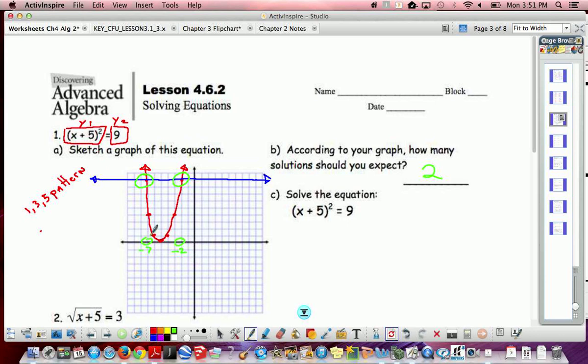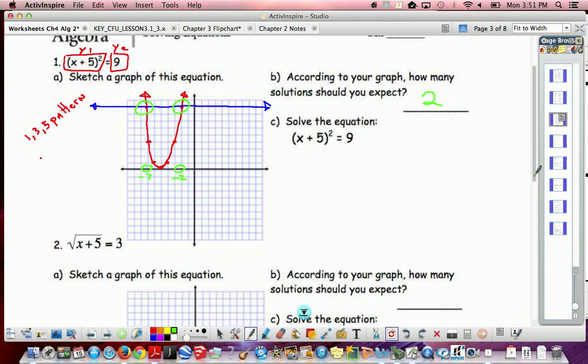Now, to actually find those algebraically, you're asked to solve the equation. To solve this algebraically, notice how I have x plus 5 quantity squared equals 9. We have to undo a square. So the inverse operation of a square is a square root. I'm going to try to change colors because that neon green might be hard to see. So I'm going to take the square root of both sides. When you do that, do not forget the plus or minus. Because if you forget the plus or minus, you'll forget half your answer.